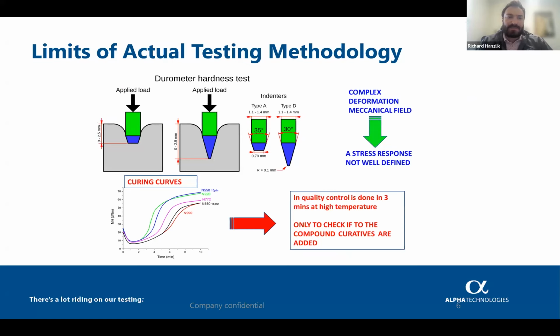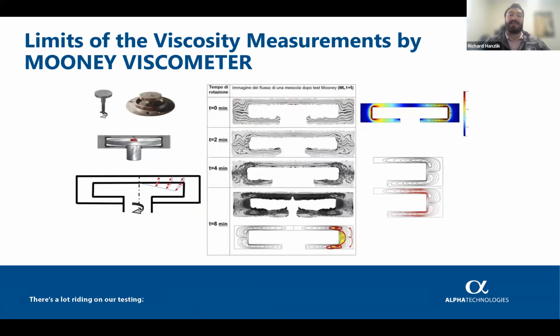So when we're looking at hardness testing or the durometer testing, essentially we're applying a load and we're quantifying the indentation of that material. So the complex deformation gives us a stress response that's not terribly well defined. And there's different types of hardness testers. You have type A, type D, Shore A, etc. And then for curing curves, this is done in quality control, typically a very rapid 3-minute test at high temperature, only to check if the compound curatives are added. So this is really just a quick and dirty test to make sure that the ingredients that are supposed to be in the rubber actually are. It's not going to give you any advanced information.